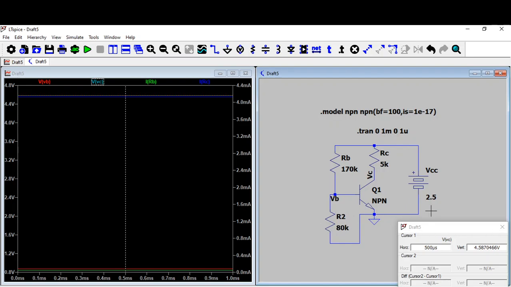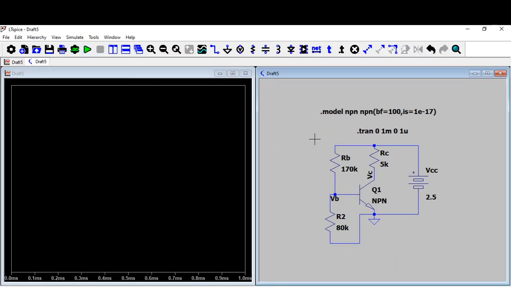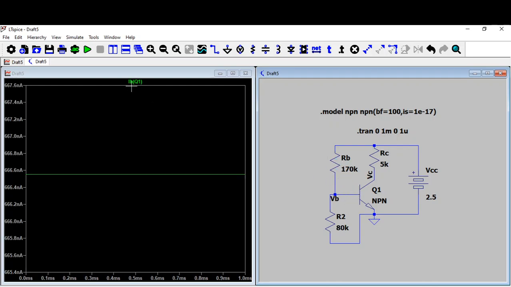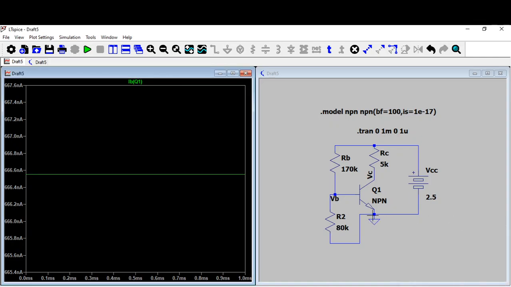Now I can see I'm done with the connections. I will say run. Let me just run it again. What happened? I'm running now. I want to see this current. Can you see how much is the current? Okay, just a minute. Okay, let me take this.